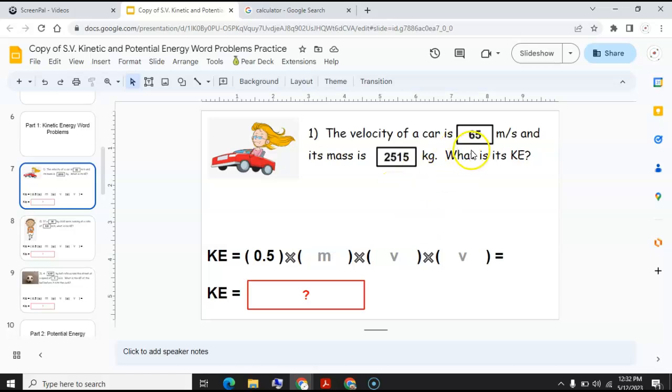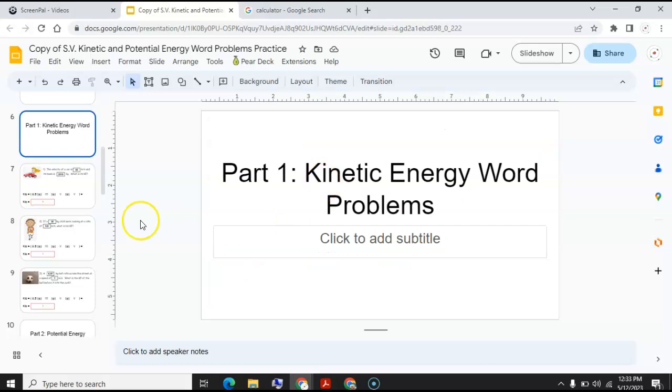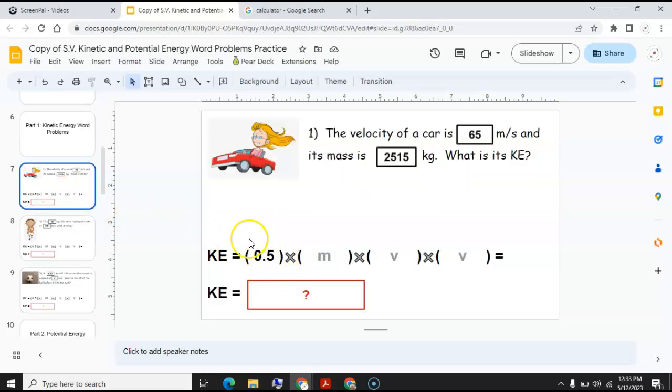The velocity of a car is 65 meters per second, and its mass is 2,515 kilograms. What is its kinetic energy? So they're telling us it's kinetic energy, so in this case, we don't even have to think about what equation it is. An equation for the kinetic energy is 1/2, which is the same as 0.5, times mass, that's what that m is, times velocity squared, v times v. When you're squaring something, you're multiplying it by itself 2 times, and so I wrote that out this way. You could, of course, utilize a calculator and use the square function on the calculator, but in case you didn't have it, this is what it is.